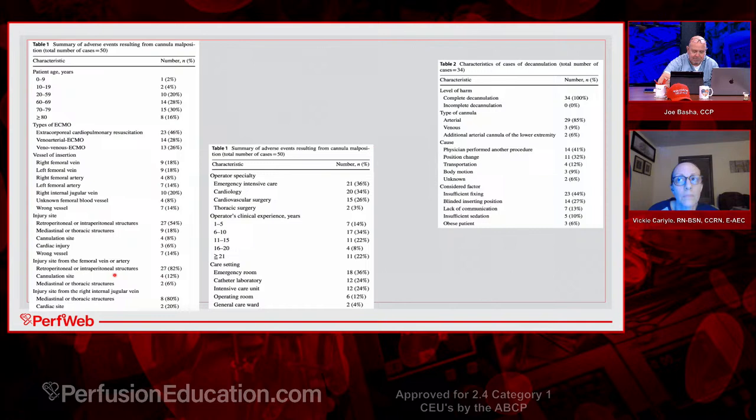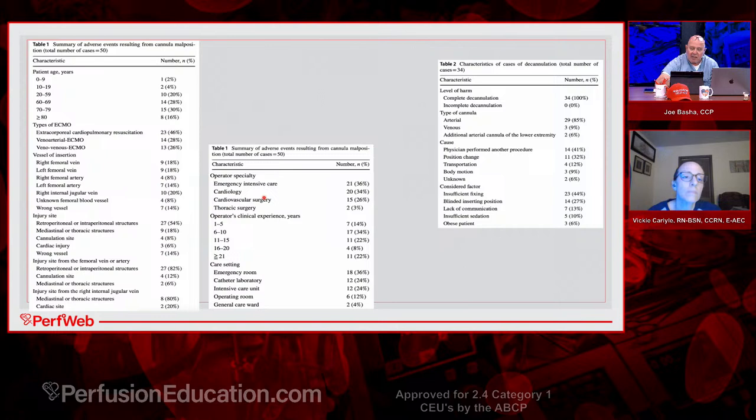Now, injury site from the femoral vein or artery, retroperitoneal is 82% of the time. Cannulation site, mediastinal thoracic structures, and so forth. Injury site, if it was the right IJ, then the mediastinal and thoracic structures was 80% of the time, and 20% the heart itself was injured.